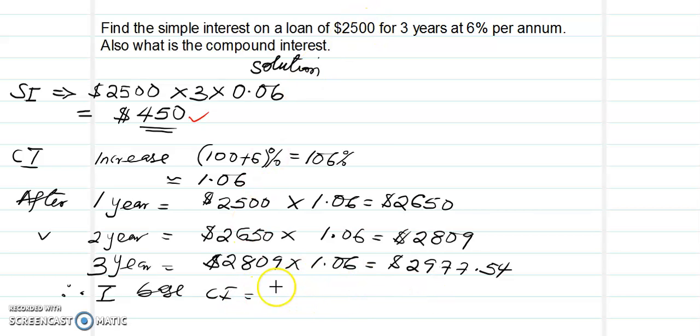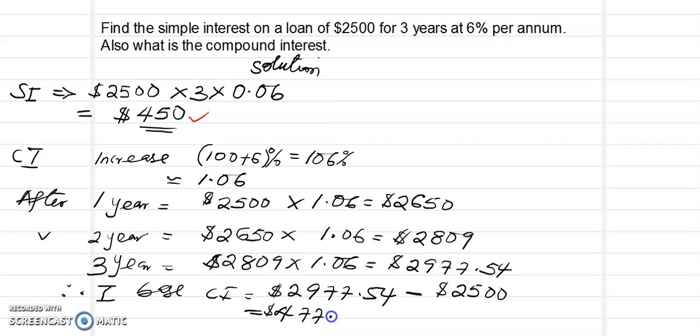So the amount minus the principal. The amount is $2,977.54 minus the principal. The principal is 2,500. So if you subtract it, we have $477.54. So this is our interest if we have to do it in compound interest. While this is our interest if we have to talk about simple interest.